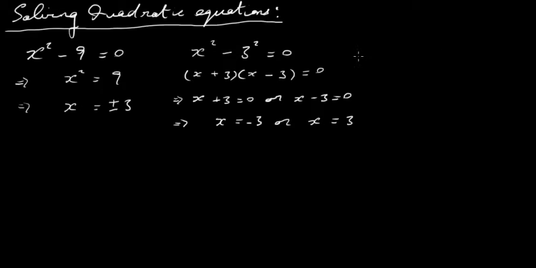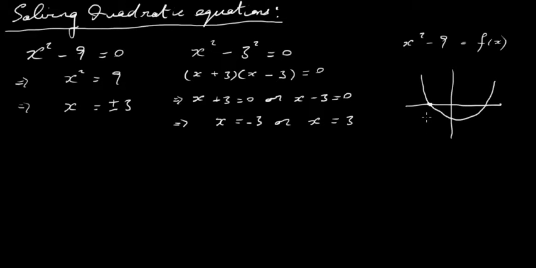So that just simply means that if you take this equation here, x squared minus 9, as a function, and you draw it, it will look something like this. It's a parabola, and this point here is one of our solutions. That will be minus 3 on the x-axis, and this point here will be plus 3 on the x-axis. Okay, so that's one type you can do.